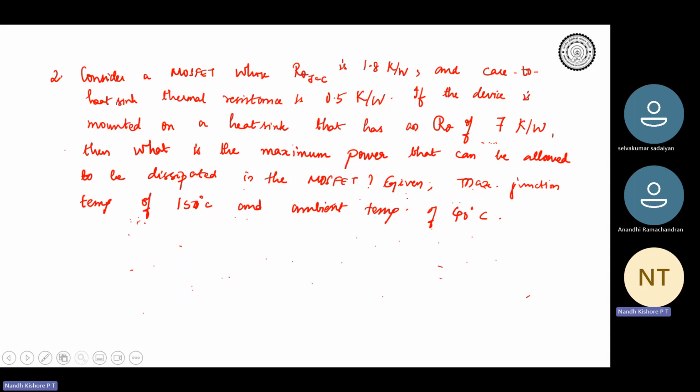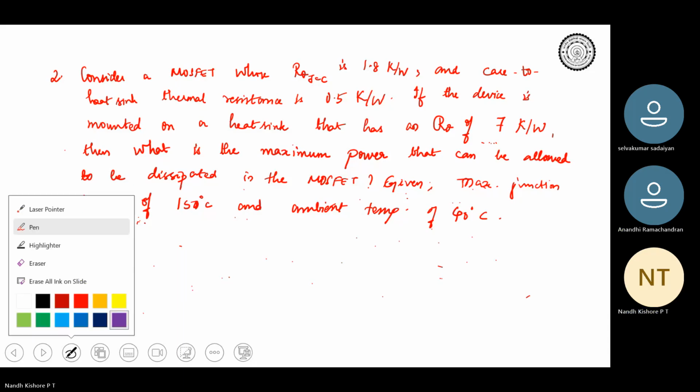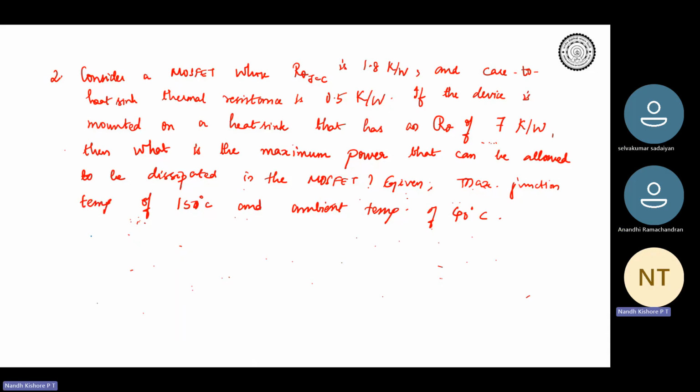If the device is mounted on a heat sink that has an R theta of 7 Kelvin per watt, then what is the maximum power that can be allowed to be dissipated in the MOSFET? This is kind of the reverse question. They have given you all the R theta, and the maximum junction temperature is 150 degrees, ambient temperature is 40 degrees. They have asked how much power maximum you can dissipate so that your maximum junction temperature is not breached. This is simple, we can answer directly. Yes, sir. So delT is P into R.